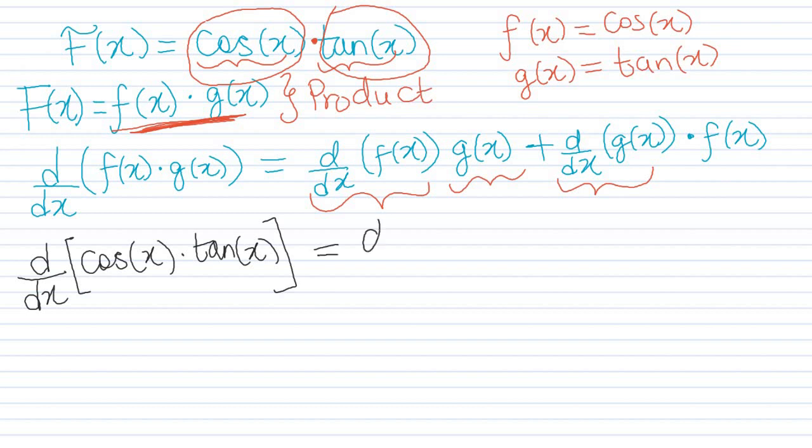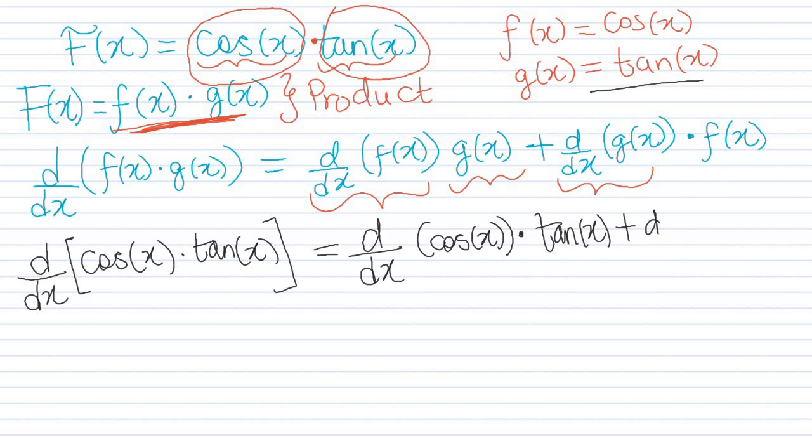So now we have the derivative of f of x. In this case, f of x, we know that to be cosine x, right? So all of that multiplied by g of x. What do we know g of x to be? We know that to be tan x. I was about to write g of x. That's not right. So we know that to be tan x. So plus the derivative of g of x, we know that to be d dx of tan x multiplied by f of x, which is just cosine of x. Okay. Now, what is the derivative of cosine x?